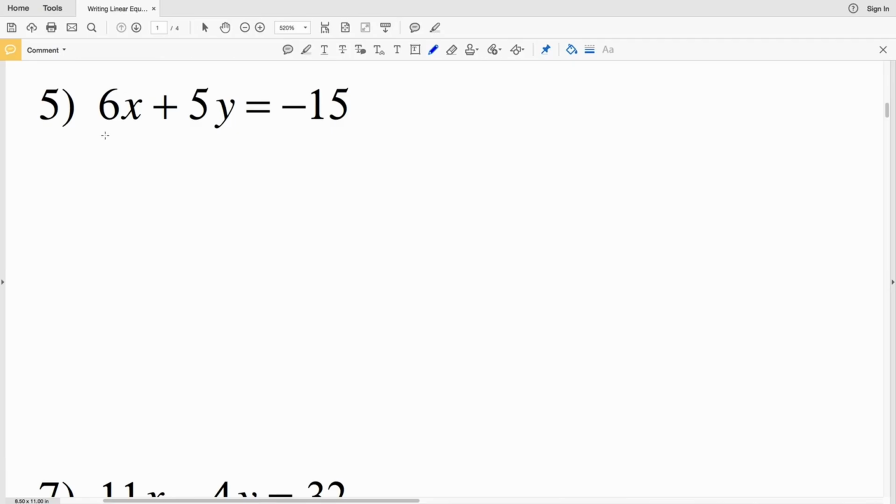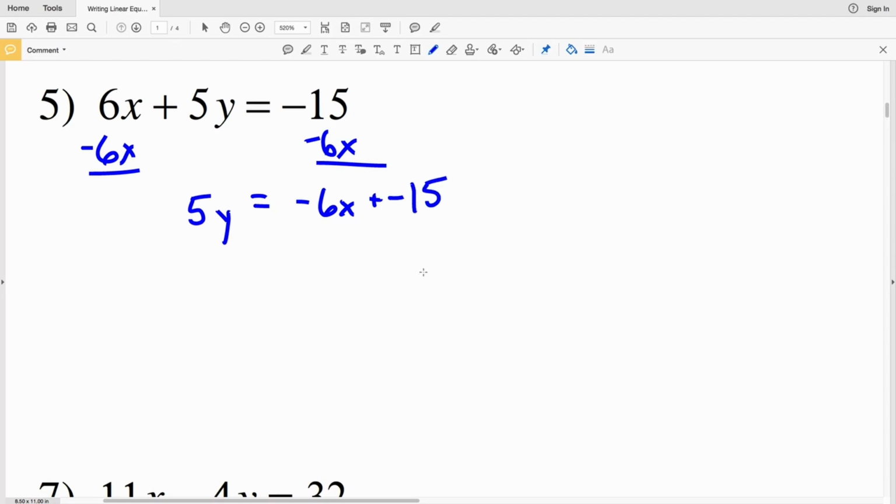And number 5, 6x plus 5y equals negative 15. We're going to start by subtracting 6x from both sides. We'll be left with 5y on the left-hand side of the equation, and then negative 6x plus negative 15 on the right. Divide both sides by that positive 5, which is the coefficient of y.